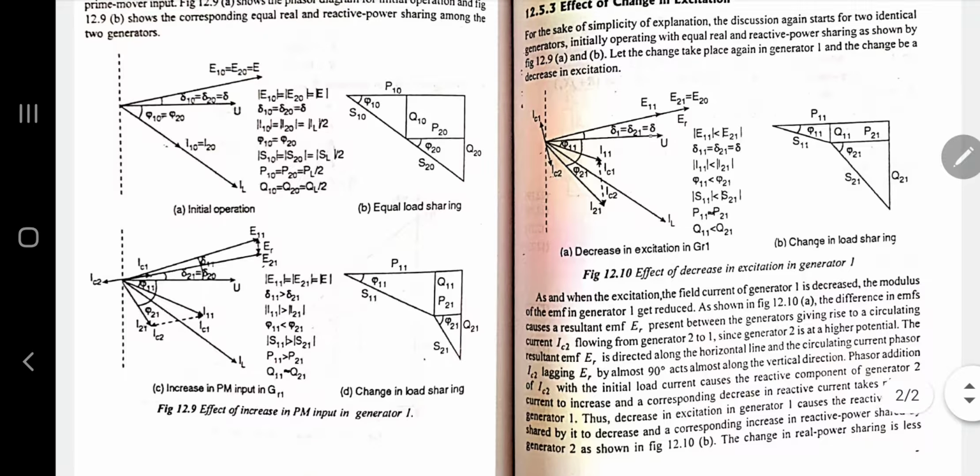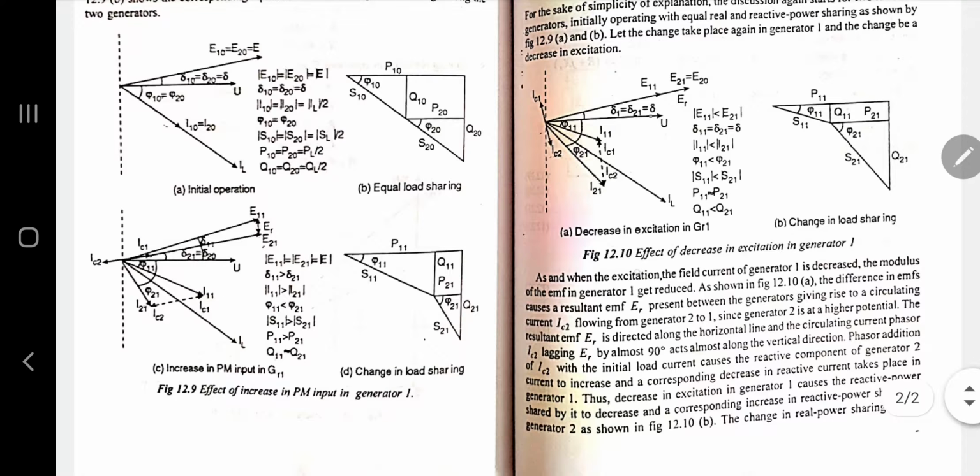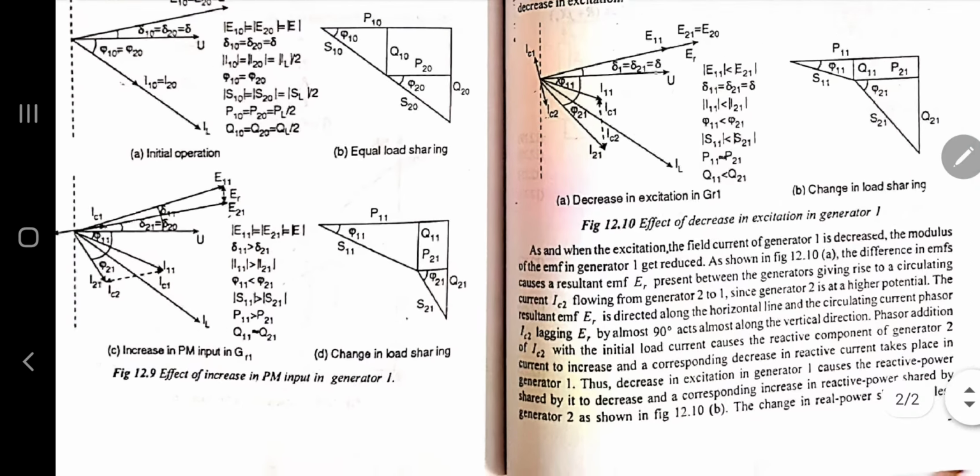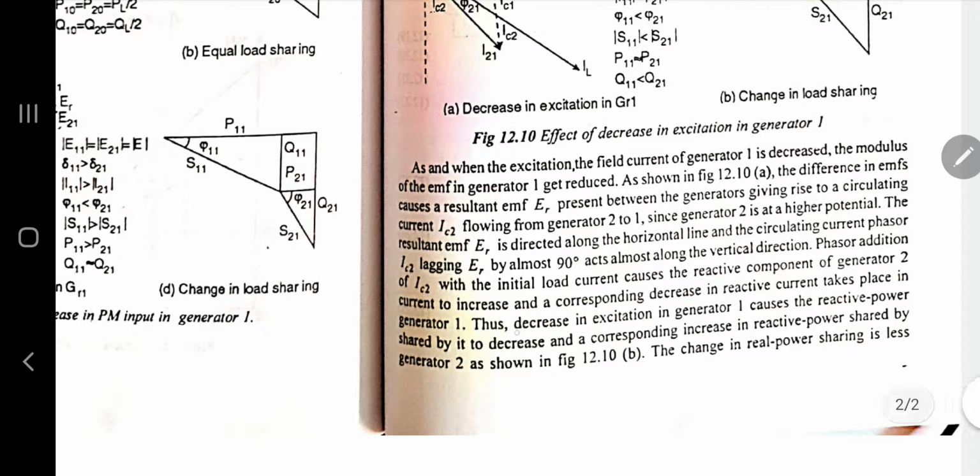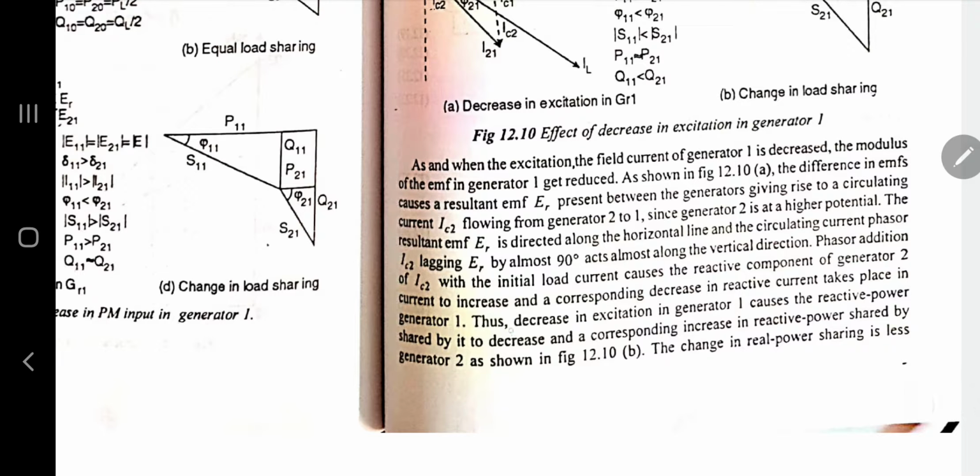Similarly, what about the effect of change in excitation? Two alternators are connected in parallel, and what happens if you decrease the excitation of one of the alternators? I will just read the conclusion. The decrease in excitation in generator 1 causes the reactive power shared by it to decrease, and a corresponding increase in the reactive power shared by generator 2. So, what does it mean? If we are decreasing the excitation, the reactive power will also decrease.